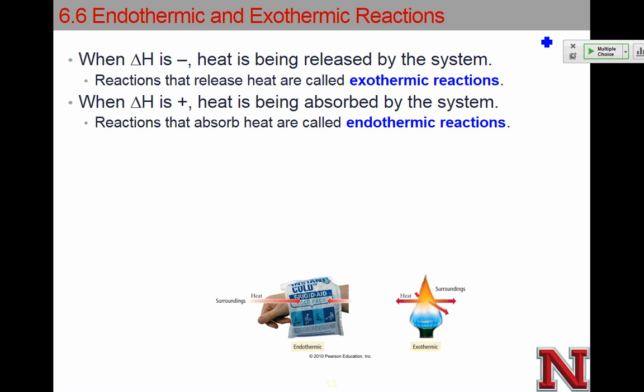So when delta H is negative, heat is being released from the system, and we call that an exothermic reaction. The surroundings are going to feel that heat. Let's say we have a reaction going on in a flask and we're holding it in our hands. If it's exothermic, then you're going to feel the heat generated by your hands getting warm, because you are the surroundings and the heat is being transferred to you.